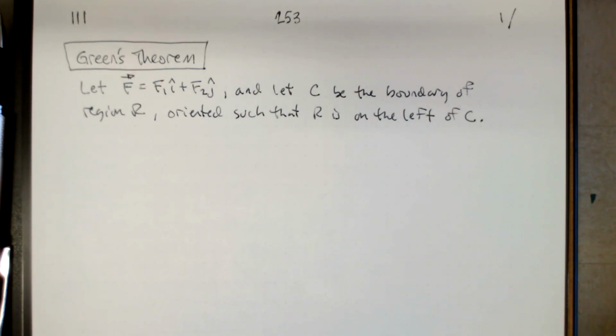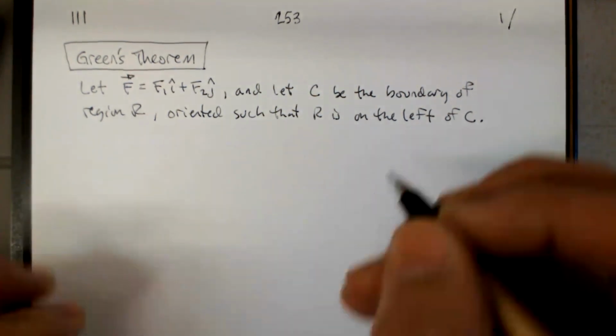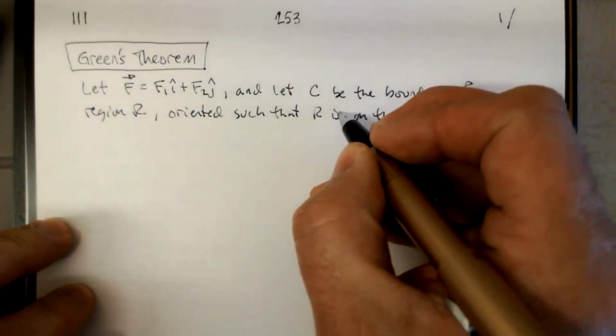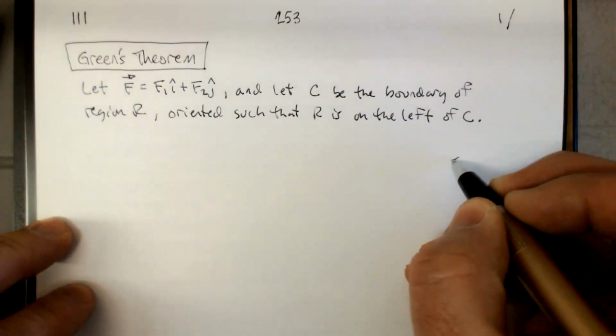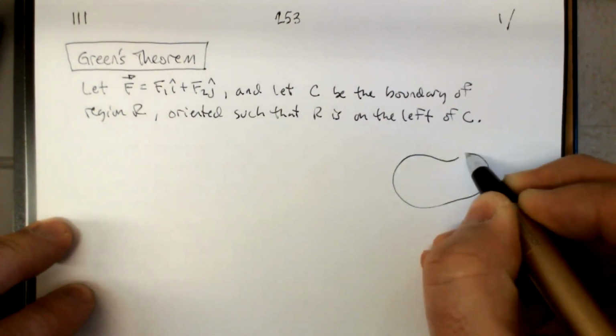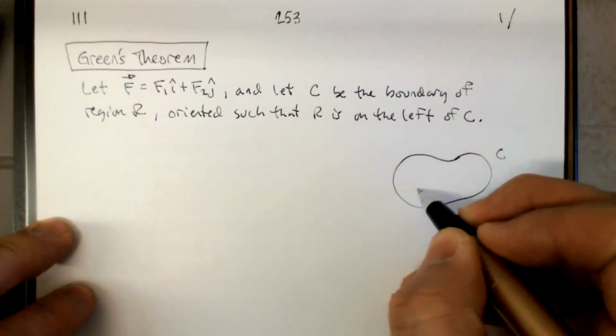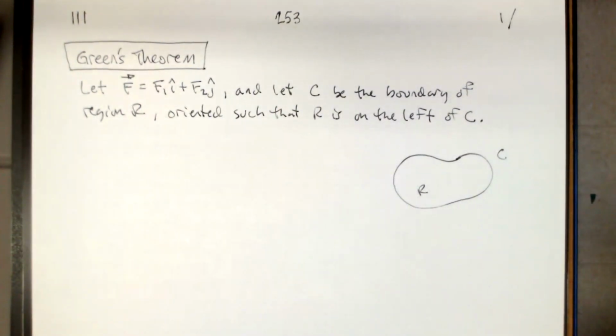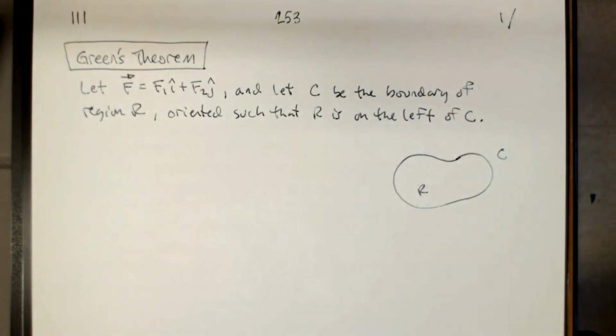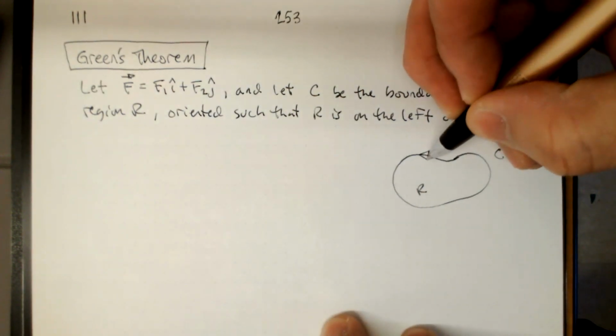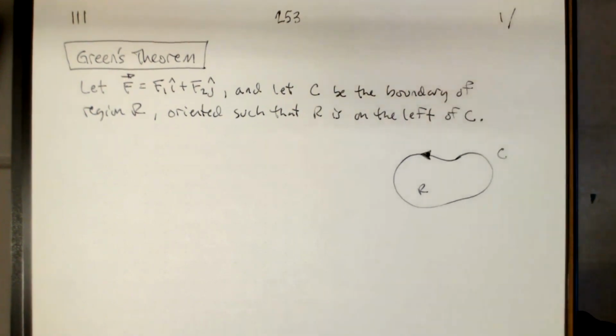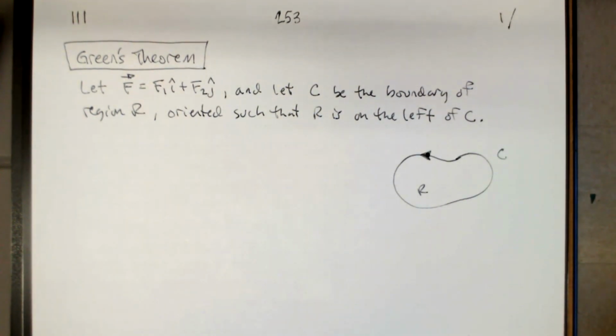C is going to be the boundary of some region R, oriented such that R is on the left of C. It's oriented in such a way that as we're going around C, the region is on the left. So the orientation is counterclockwise in this picture.